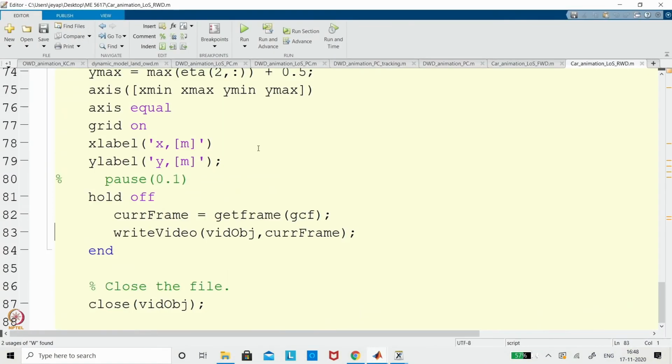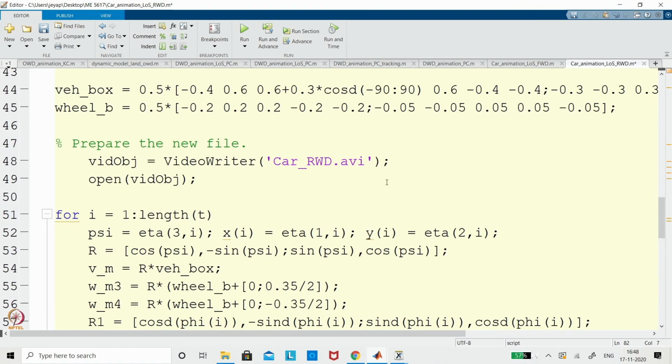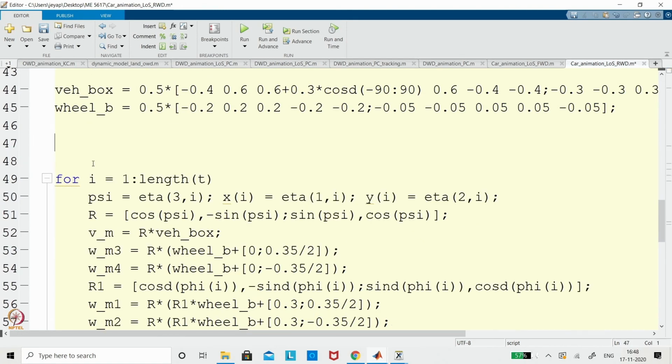So these are there, so I do not want to record it. This is video recording, so that is not supposed to be recorded here.